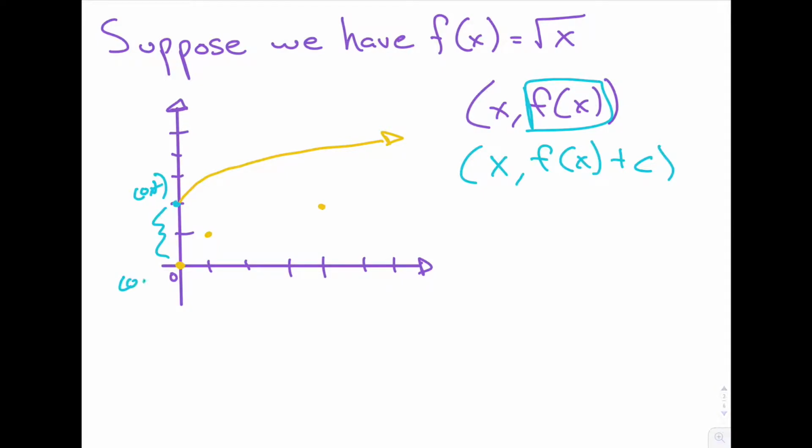This one was 0, 0. Similarly, this coordinate pair here, that's 1, 1. If we add 2 to the y value, we move it up 2, and now we have 1, 3. So in this particular case, we've moved it up 2, so we take all of the x, f of x coordinate pairs, and we add 2 to the y values.